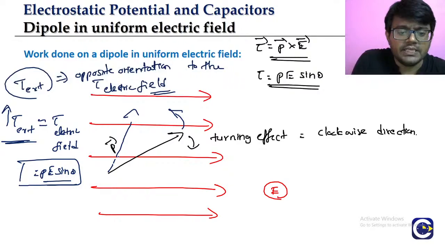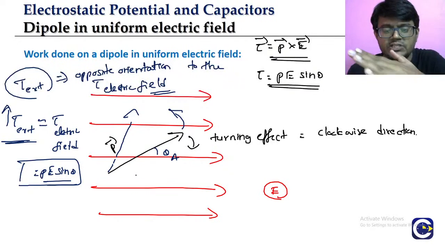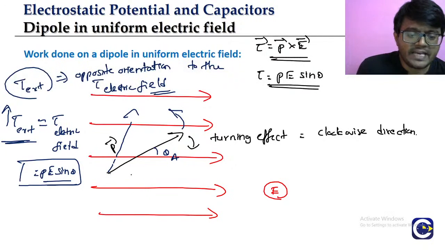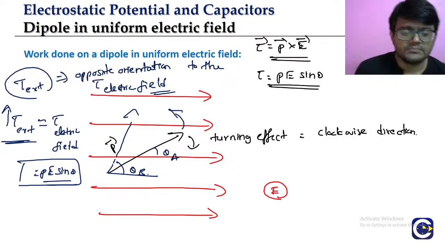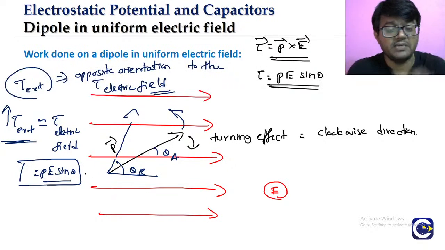Now look, initially let's say the angle here is theta a. The initial orientation of the dipole with respect to the electric field is theta a, and the final orientation is theta b. So slowly the dipole is rotated from the theta a orientation up to theta b.